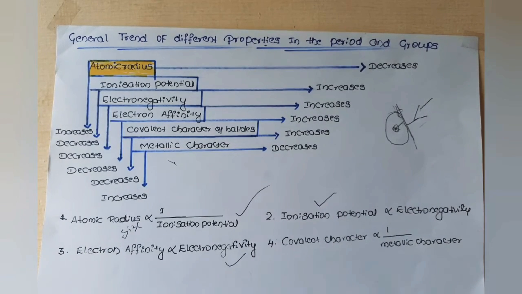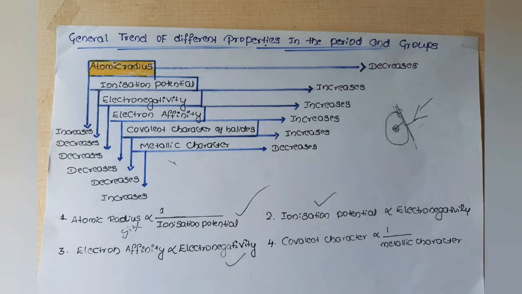Now let us move to the next concept, that is the covalent character of halides. What do you mean by covalent character? What do you mean by covalent bond? It is a bond or the character which involves the sharing of electrons. So what happens to the covalent character of halides along a period, dear students? It increases. Along a period, covalent character increases.